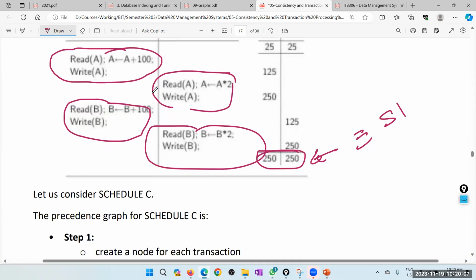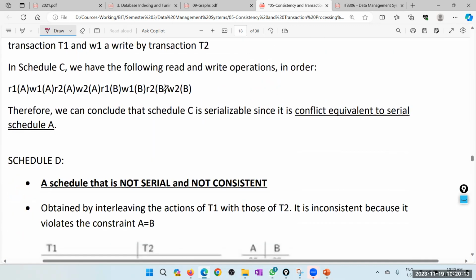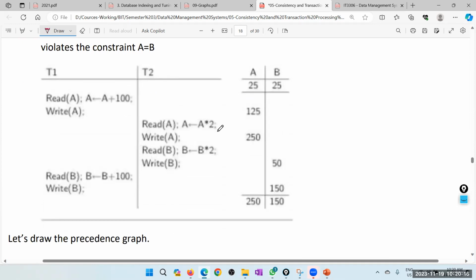But before that, let's look at another schedule, schedule C. There we add 100, then multiply, then the second one also multiplies, then we add 100 to B. So that means the first step of transaction 1, then the second transaction is fully done, 2 steps, then we again get back to the first transaction. That is also not a serial schedule. Now if you start with 25, 25 plus 100 is 125. Now you multiply both by 2. This is 250, this is 50. Now we add 100 to B, 50 plus 100 is 150. And the end result is 250 and 150.